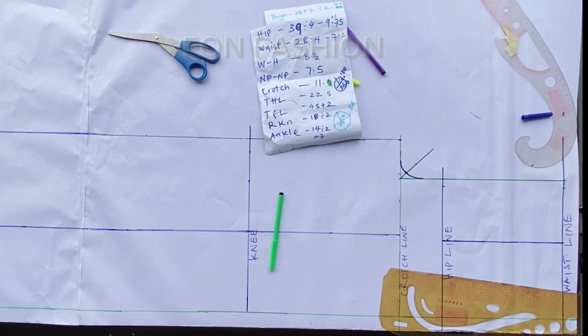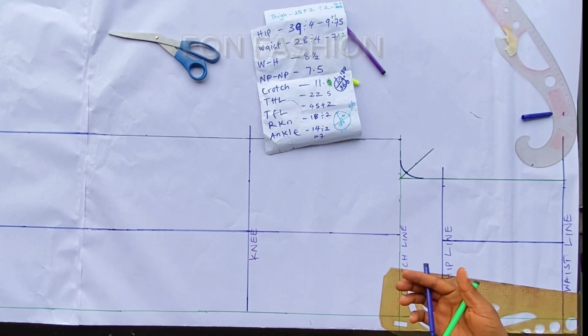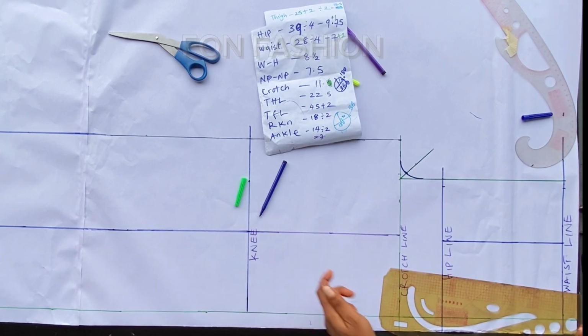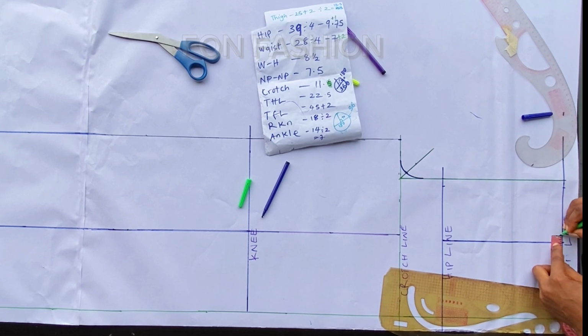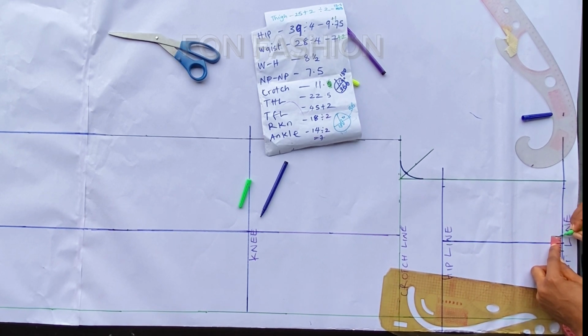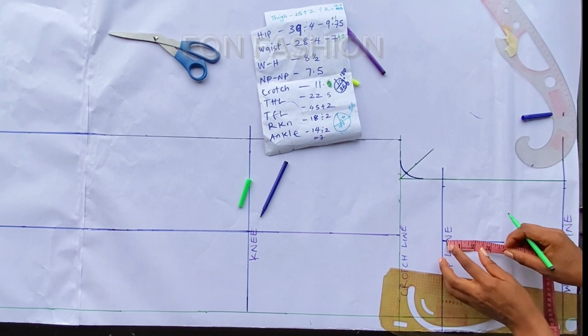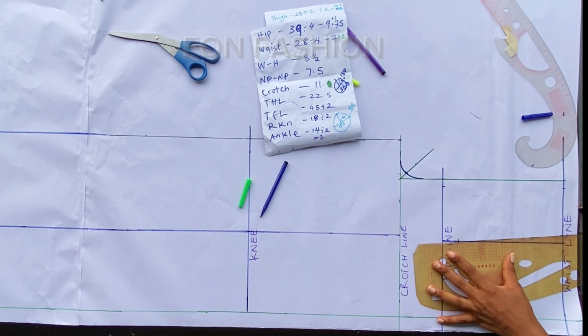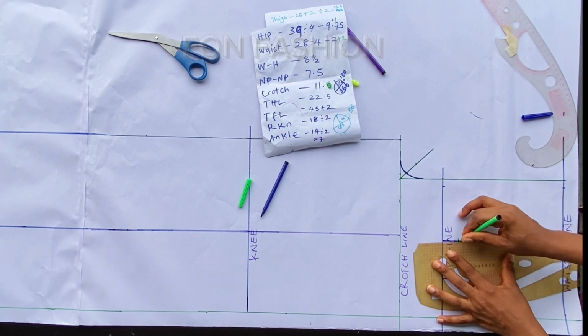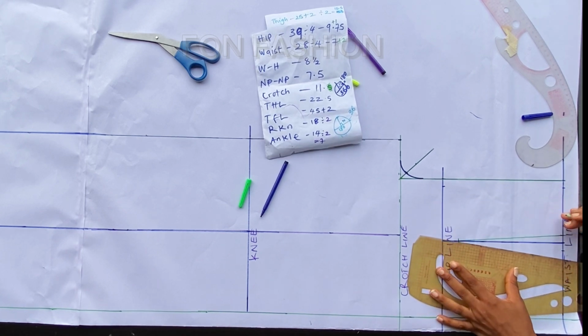After that, the next thing we are going to do is to take the dart intake. For the dart intake, we are taking 0.5 on each side of the dart line. On the hip line, we are coming up by 1 and connecting the dart intake to the 1 inch that we have marked out, like so.